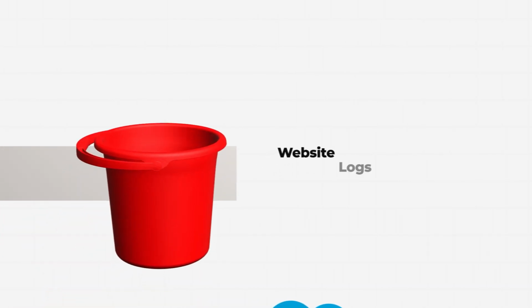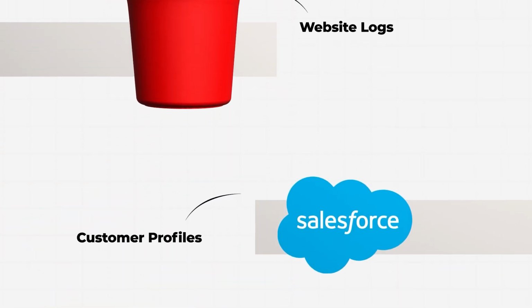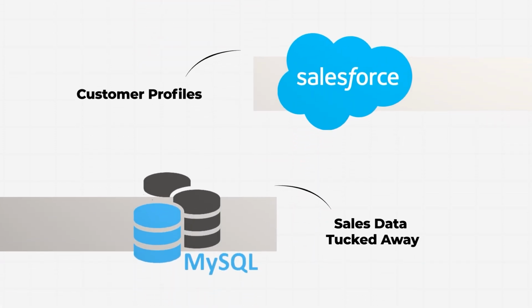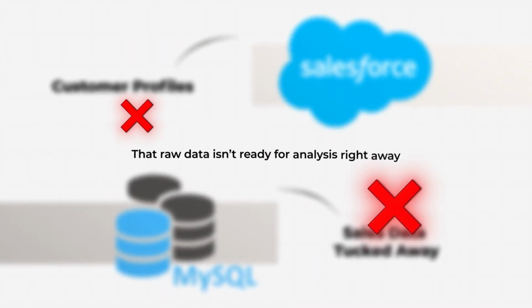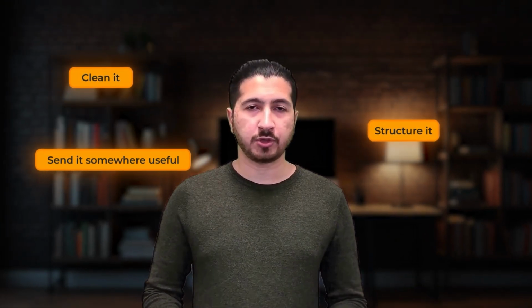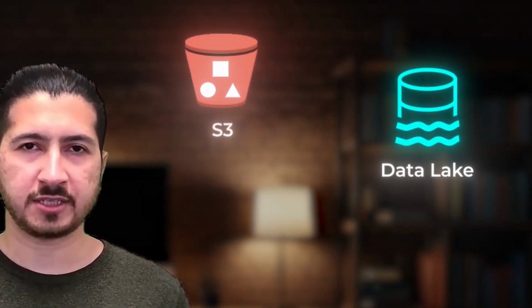Say you've got website logs in one S3 bucket, customer profiles stored in Salesforce, and sales data tucked away in a MySQL database. That raw data isn't ready for analysis right away. You need to clean it, structure it, and send it somewhere useful, maybe to Redshift, S3, or a data lake. AWS Glue ETL jobs are built to handle exactly that.